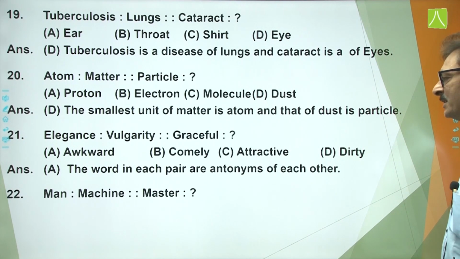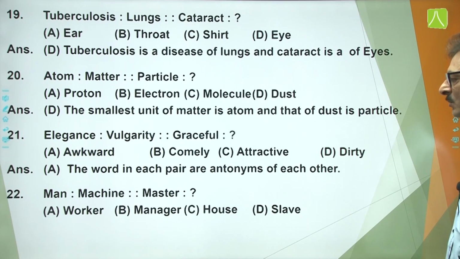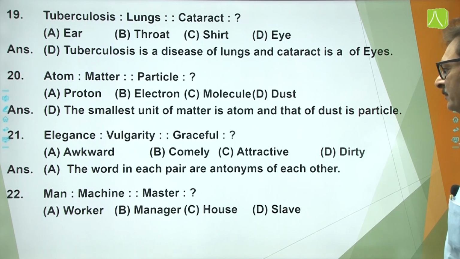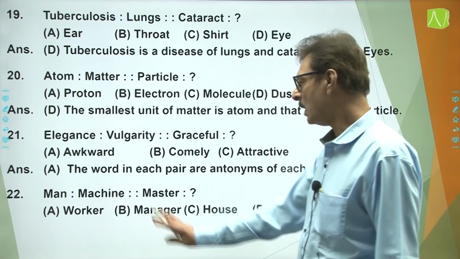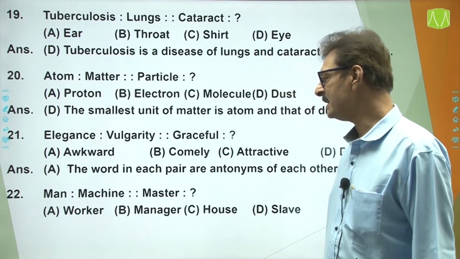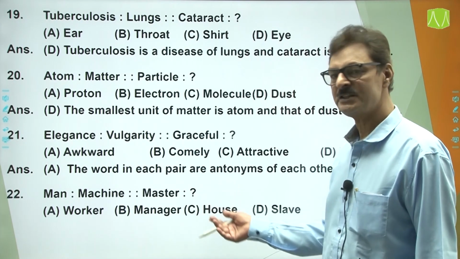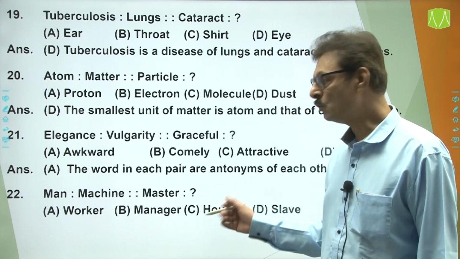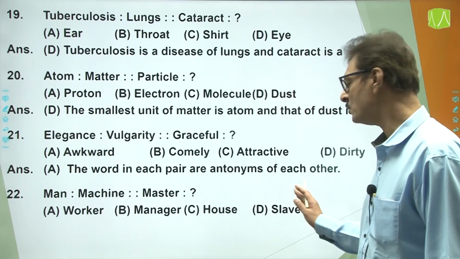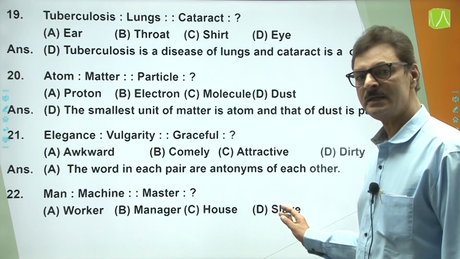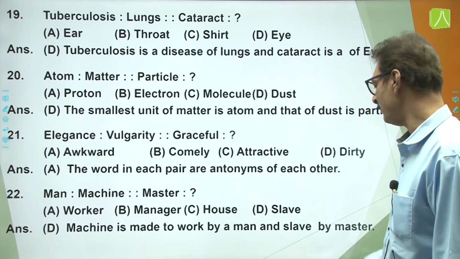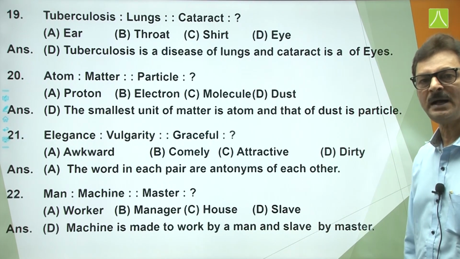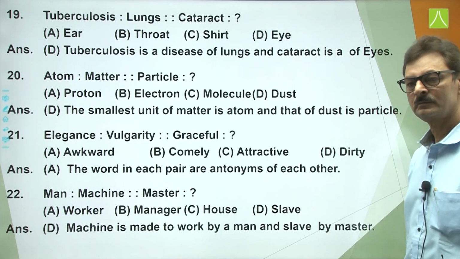Next, man is to machine, master is to what? Nice one. Worker, manager, house or slave. How are man and machine related? Machine is controlled by man, or man controls machine. Master controls whom? Worker, manager, house or slave? The answer is slave. D is the correct answer. Machine is made to work by man and slave is made to work by master.